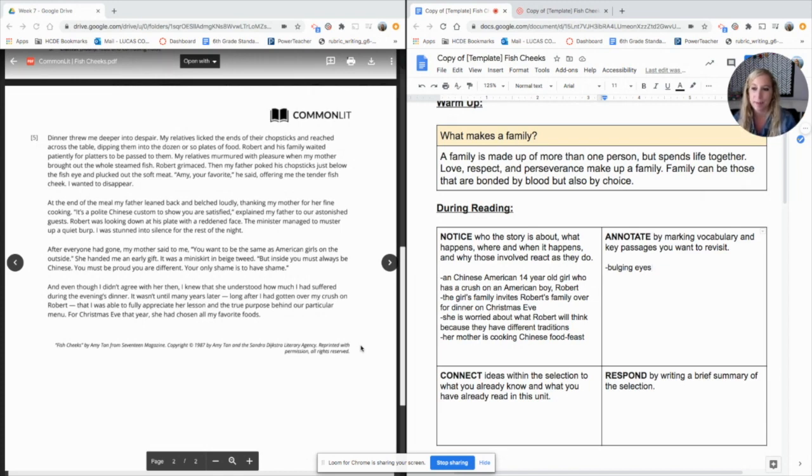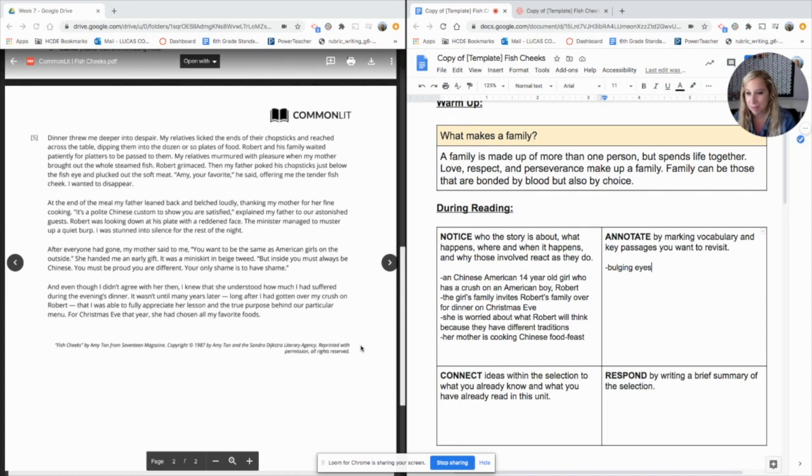I wanted to disappear. At the end of the meal, my father leaned back and belched loudly, thanking my mother for her fine cooking. "It's a polite Chinese custom to show you're satisfied," explained my father to our astonished guest. Robert was looking down at his plate with a reddened face. The minister managed to muster up a quiet burp. I was stunned into silence for the rest of the night.